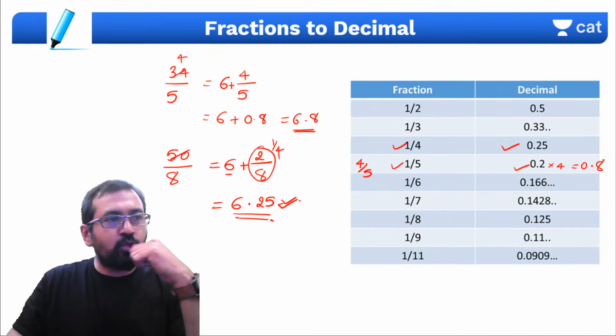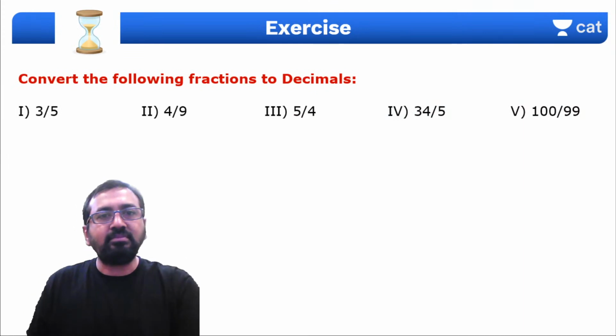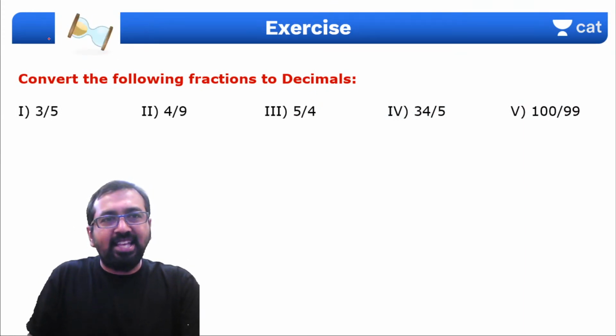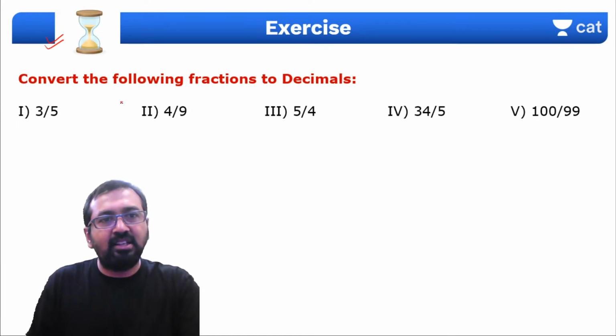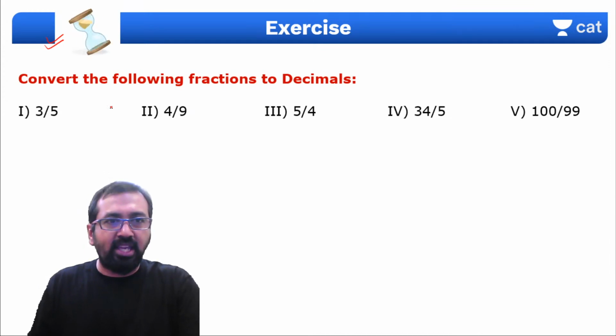Okay, so now let's go to the next part. There is an exercise for you. Whenever there is an exercise, you'll always see this timer icon, the hourglass. So you know to convert the following fractions to decimals. Okay, so how can you do it quickly?